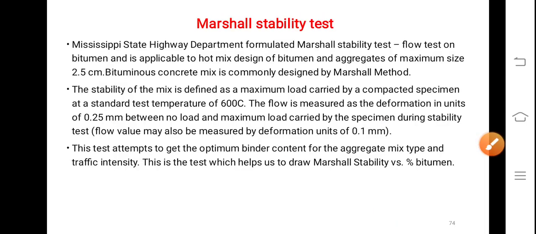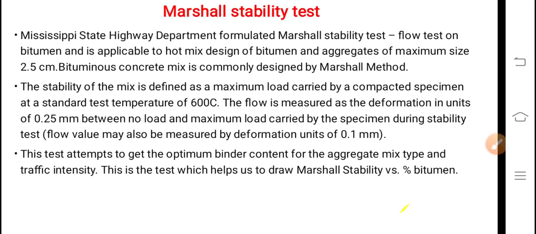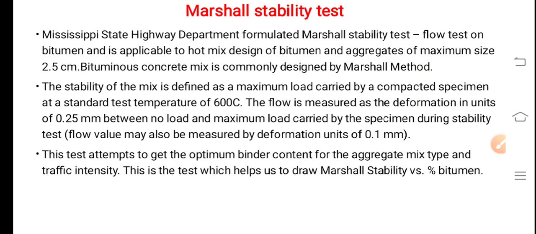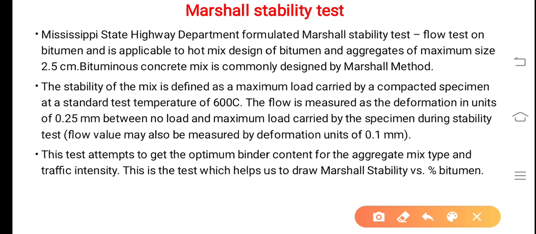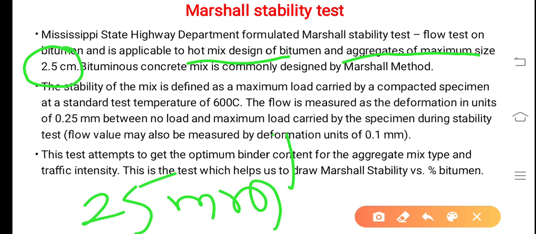Now we will see the Marshall stability test. This is one of the stability tests performed on bituminous concrete mix. Since we are finding out the stability, and this particular test was developed by Marshall, who belongs to the Mississippi State Highway Department, he formulated the Marshall stability test and flow test on bitumen. It is applicable to hot mix design of bitumen and aggregates of maximum size 2.5 centimeters, that is 25 mm is the maximum size. We should not go beyond this size.